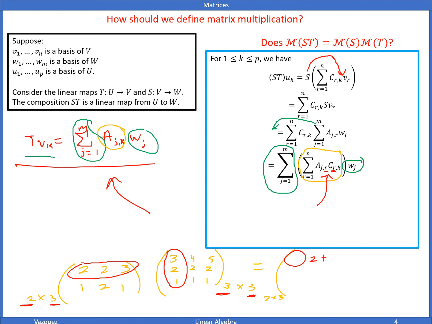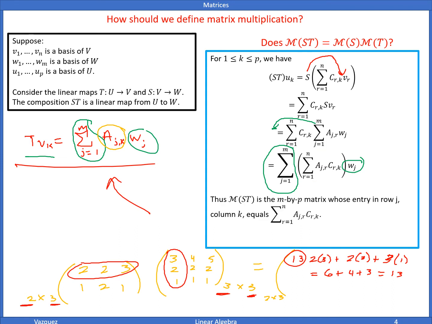So you did 2 times 3 plus 2 times 2 plus 3 times 1, which gives us 6 plus 4 plus 3, which is 13. So this would be 13 on our first component, given by exactly this over here that's telling us what to do. The sum of the jth row times the kth column. That's why matrix multiplication is defined that way. Therefore, M of ST is an m by p matrix whose entry in row j and column k equals this here, which is exactly this over here.